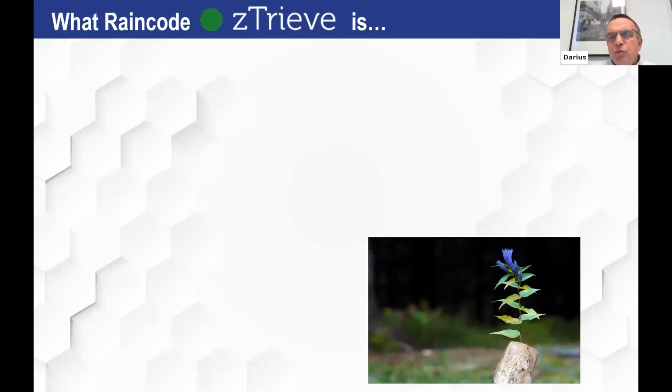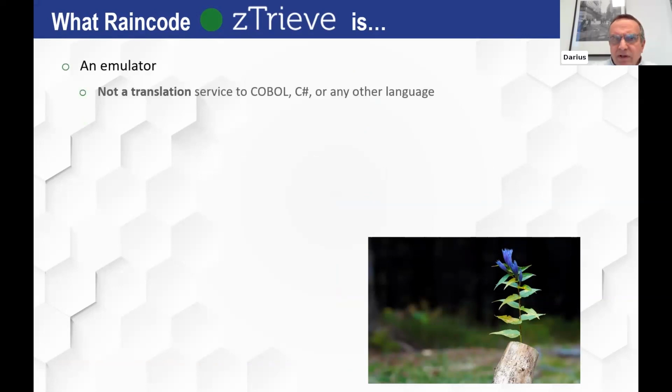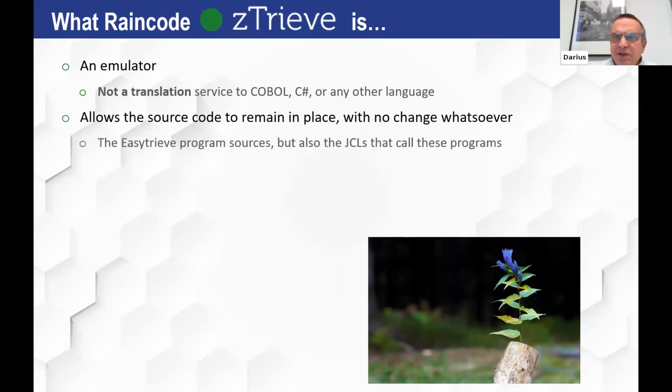So what do we do in contrast to converting Easytrieve code to COBOL, or to any other language for that matter? We provide an emulator. We provide a tool that's going to behave exactly like Easytrieve, not a translation service to another language. In other words, we allow your source code to remain in place, no matter how bizarre it may be. We keep it as it is, whether it's in standalone programs or integrated into JCLs.